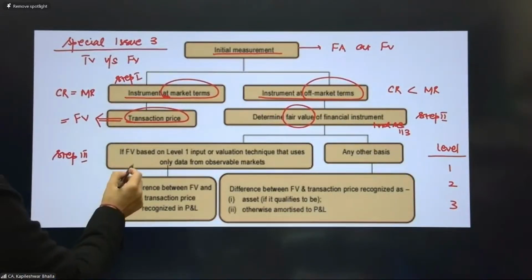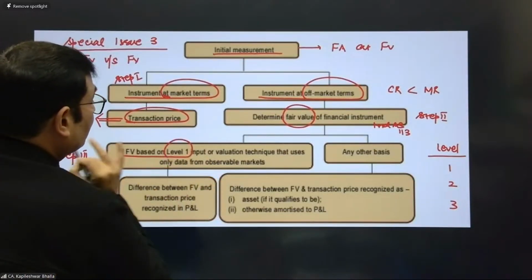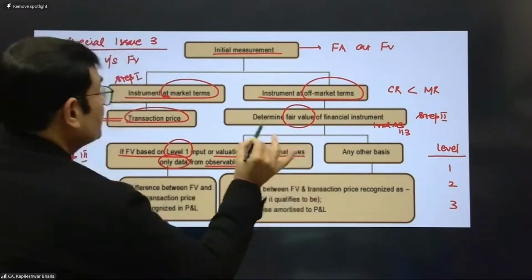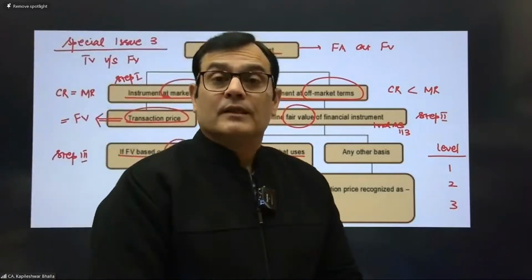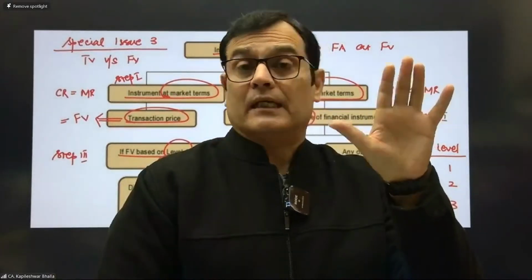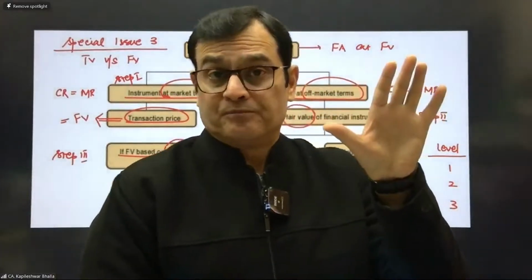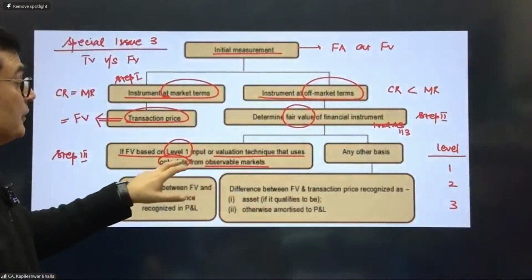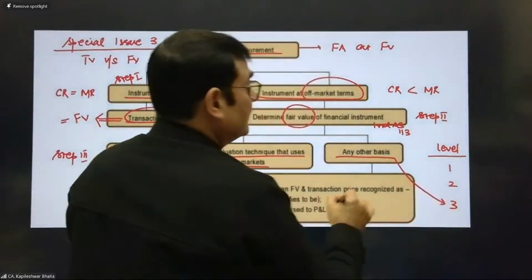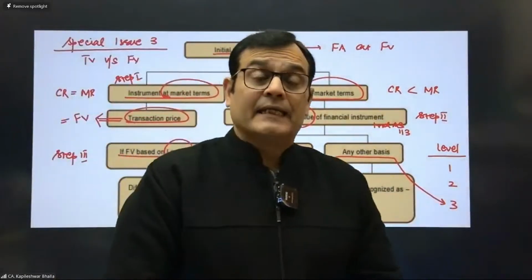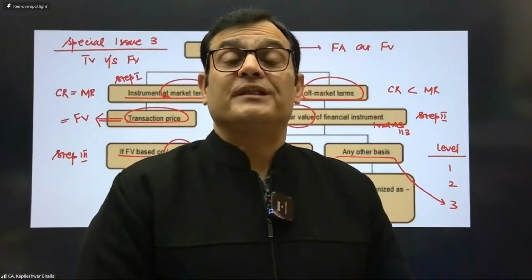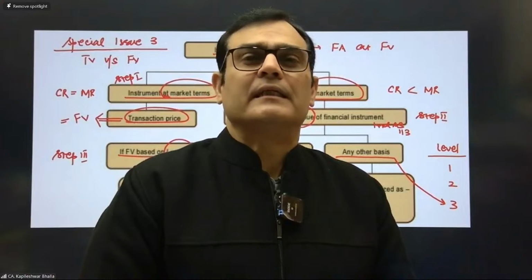So in this particular case, if I continue, I go to step number 3, wherein I see if the fair value is based on a level 1 input or a valuation technique that uses only data from observable markets. So you need to see whether the data of your calculation is based on observable data, where a level 1 input is directly observable, or the valuation technique uses only data from observable markets, or it is any other basis, which I would say is going to be level 3. And as I said, the reliability of level 1 data is best, level 3 is the most unreliable, and level 2 is slightly less reliable than level 1.